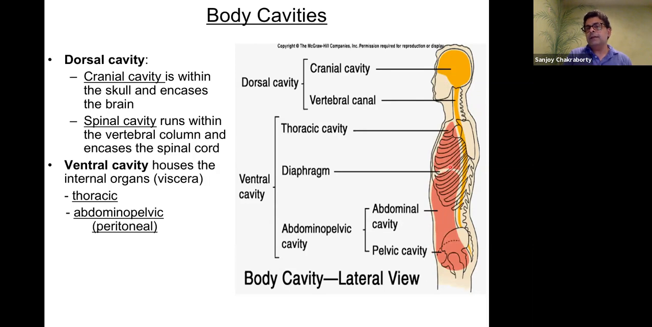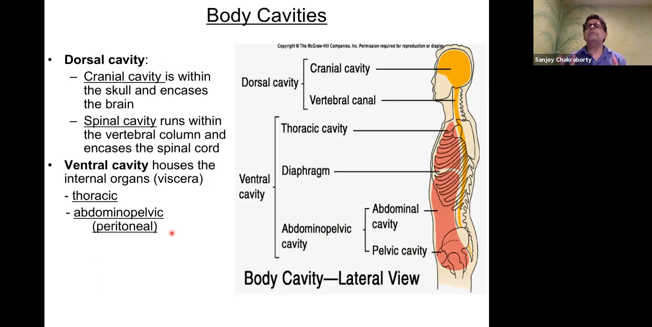Here the diaphragm is making these two, because the diaphragm is a dome-shaped muscle which occupies this position and makes two distinctive cavities. But there is just a line indicating the pelvic area, and that line does not exist. So it's one single cavity we call the abdominopelvic cavity. The abdominopelvic cavity has another name, the peritoneal cavity, important to remember because there is a membrane coming up named based on that. Okay. So the dorsal cavity is cranial and spinal, the ventral cavity is thoracic and abdominopelvic.